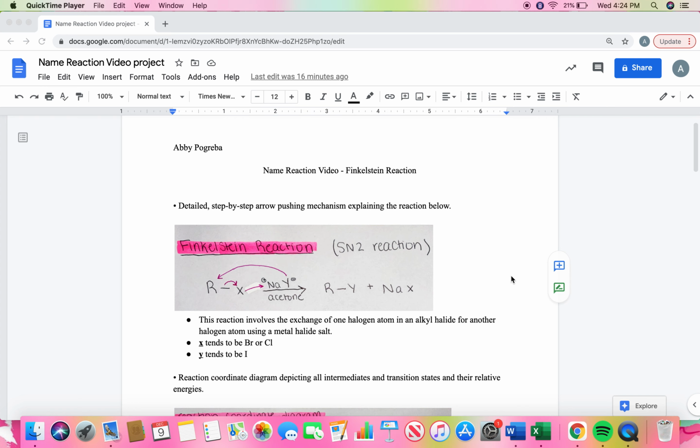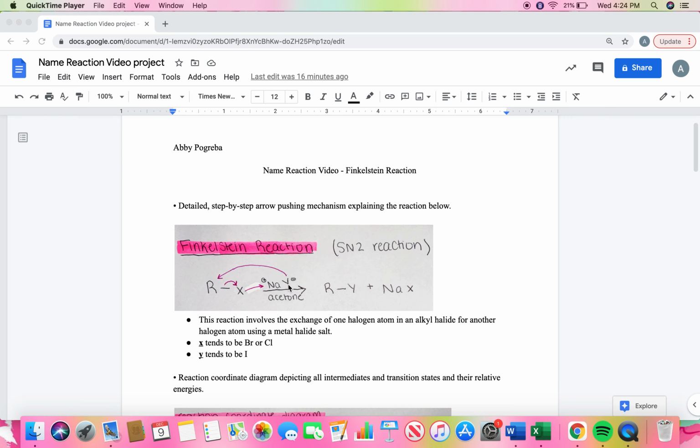Today I will be talking about the Finkelstein reaction. This reaction involves the exchange of one halogen atom in an alkyl halide for another halogen atom using a metal halide salt. The mechanism for this reaction is a simple single-step nucleophilic substitution reaction, which is also known as an SN2 mechanism. In this example, X tends to be bromine or chlorine, and Y tends to be iodine.